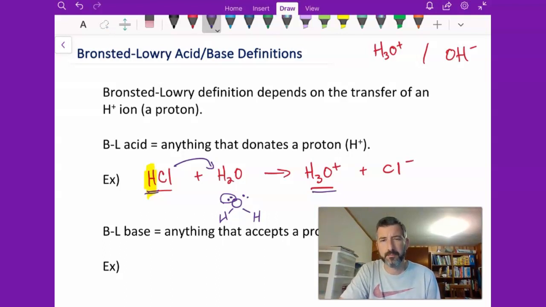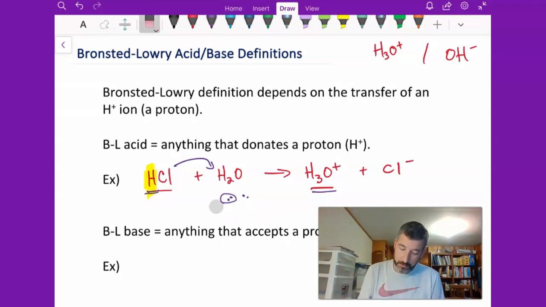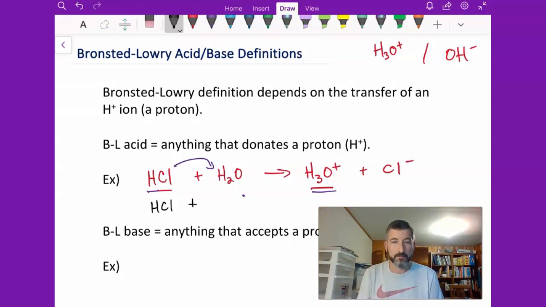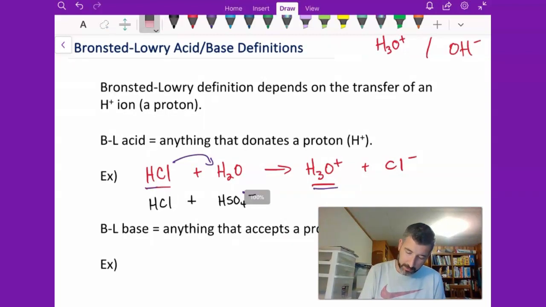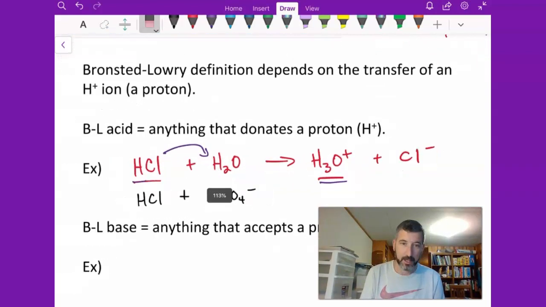And the thing that makes it a little bit better than the Arrhenius definition is that it doesn't have to be with water. So for example, if I take the same HCl and I want to react it with, let's say, a negative ion, let's say we're talking about HSO4 minus. That's a polyatomic ion. Don't really have to worry about knowing what that is. It's a hydrogen sulfate ion.